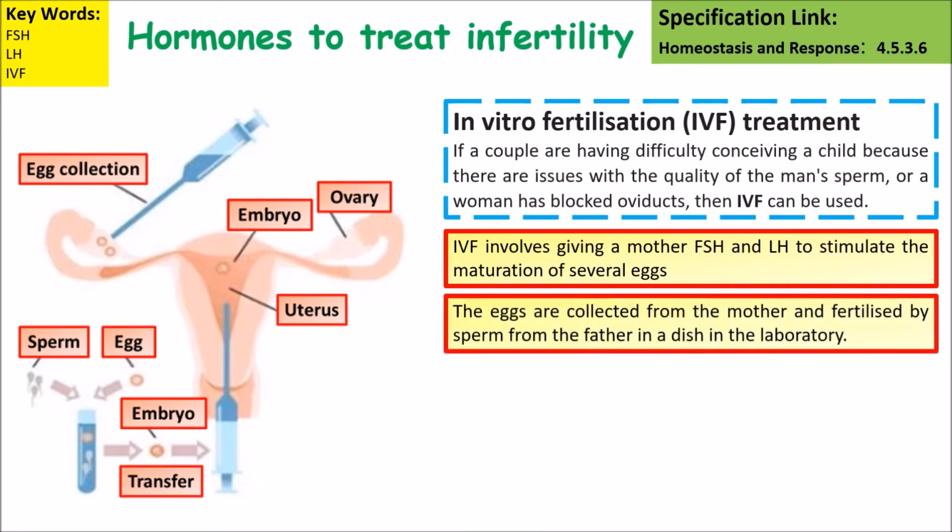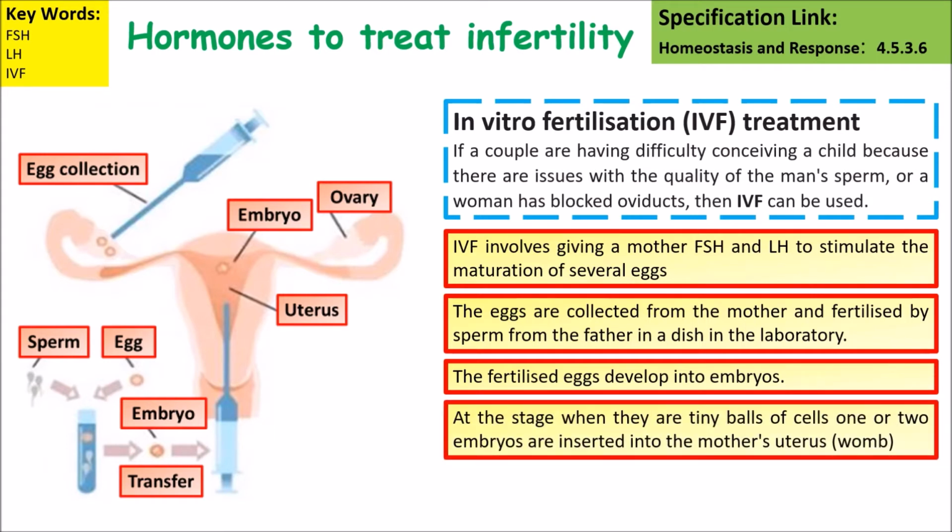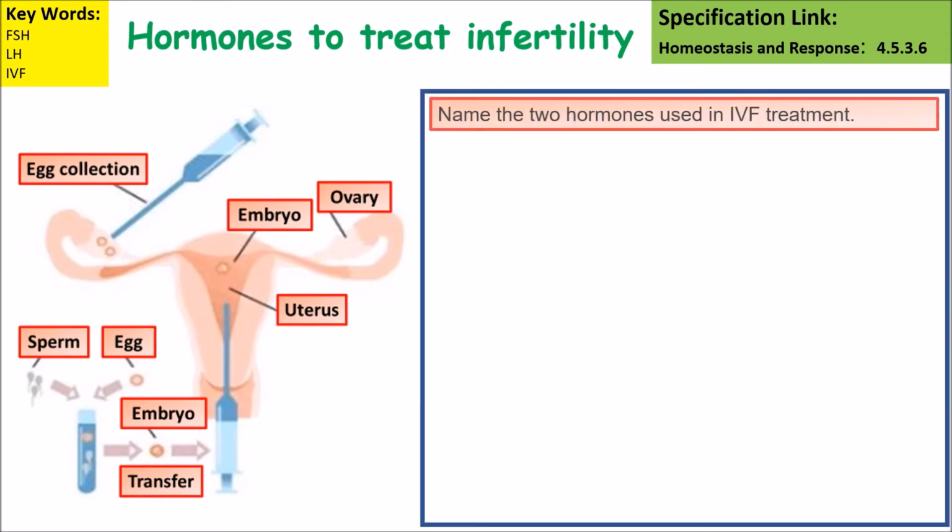So these eggs are collected from the mother and fertilised by sperm from the father in a dish outside of the woman's body in a laboratory. The fertilised eggs are allowed to develop back into embryos, and at the stage when these tiny balls of embryos are fully formed, they are inserted back into the mother's uterus. So, the two hormones involved with IVF treatment are FSH and LH.